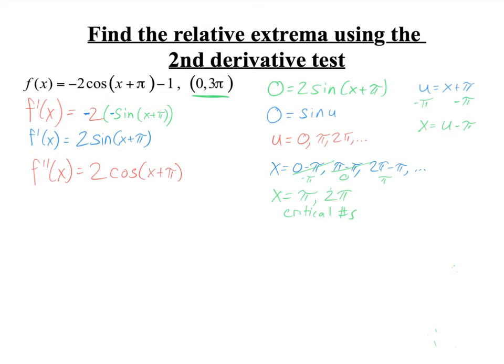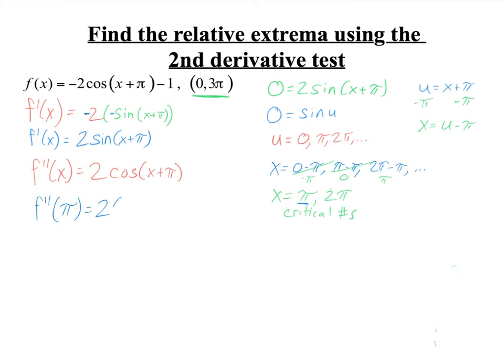And what do we do with the second derivative test? We simply plug our critical numbers into the second derivative and see what kind of concavity we have, and that will tell us what kind of extrema these are. Let's do that. So we're going to do f double prime. We're doing the second derivative test, and we're going to plug in my first critical number, pi.